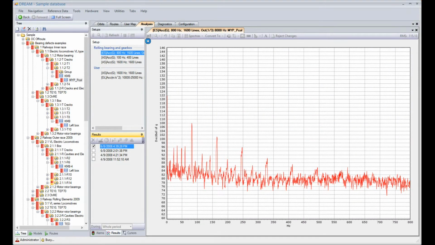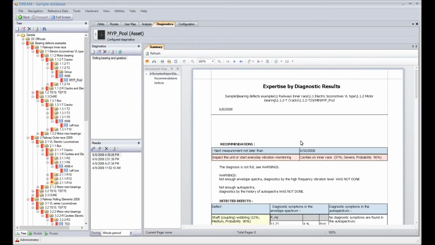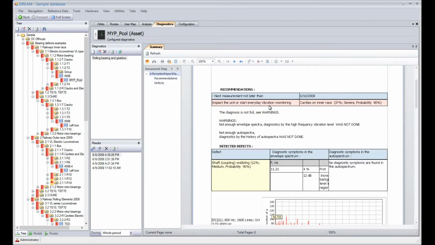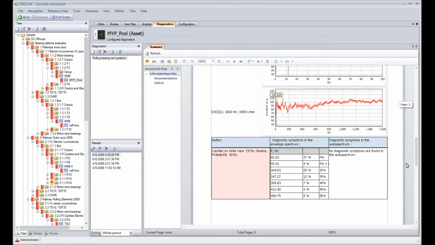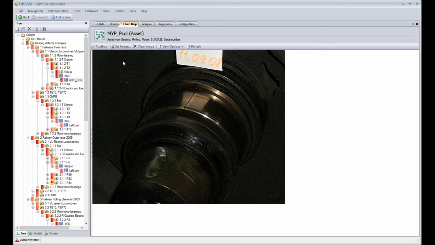As for the report, you can look at the report in the diagnostics folder, and this will be presented in a table way that we have some recommendations to inspect the bearing, and we have all the spectra and all the lines here in the spectra as the symptoms for this defect. We can also look at the picture, and this is exactly the picture of this very bearing that had a crack in the inner race. So the diagnostics was correct.